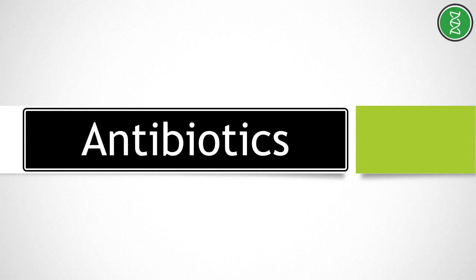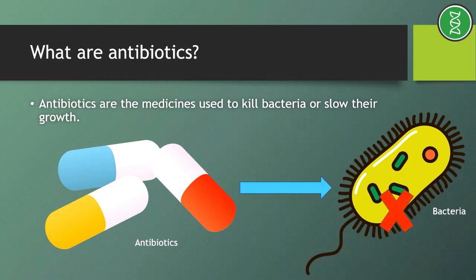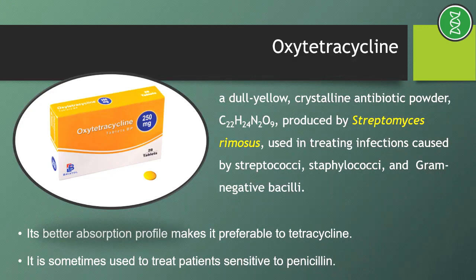Today we are going to talk about antibiotics, which are a kind of antibacterial agent. Antibiotics are a kind of medicine used to kill bacteria or slow their growth. When antibiotics are given, they kill the bacteria when there is an infection. There are different types of antibiotics. One of them is oxytetracycline, a dull yellow crystalline antibiotic powder produced by Streptomyces ramosus, which treats many kinds of bacterial infections. It has better absorption than tetracycline, and is also given to some patients who are sensitive to penicillin.